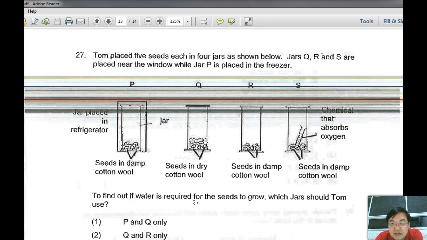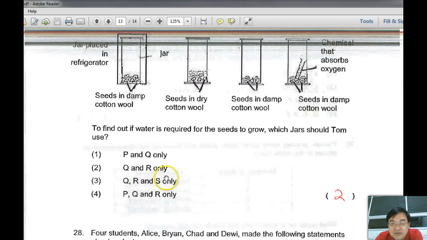Now, to find out if water is required for seeds to grow, which jar? We don't talk about anything to do with taking air away. Air must be the same if you want to test water. So one of the jars must have water, one of the jars must not have water. Let's take a look at these two. Has water, no water, both have air. 5 seeds, sealed up, that's it. So these two, Q and R, are the very likely answer. The rest are not very suitable.